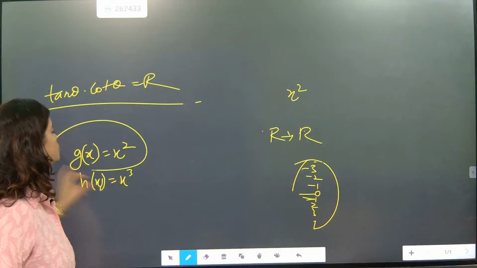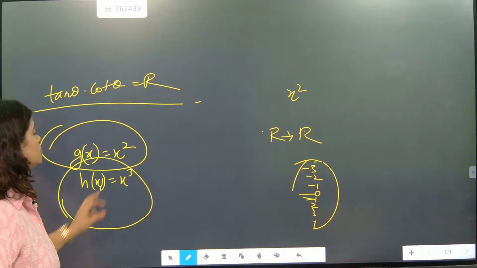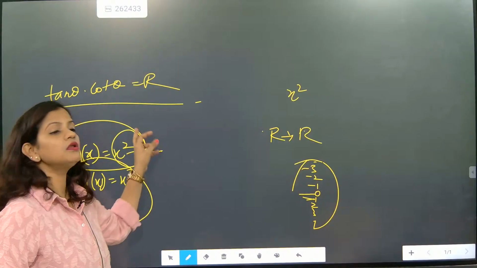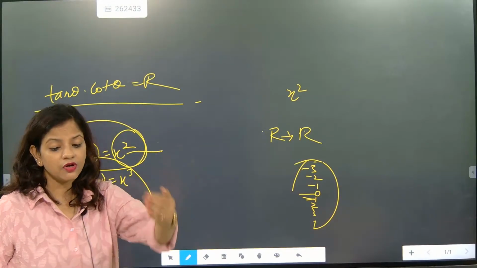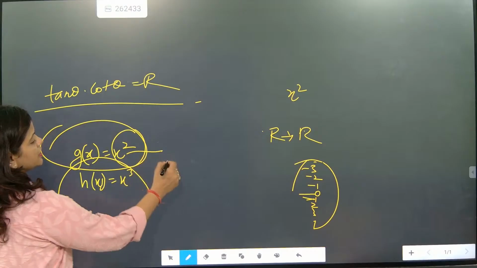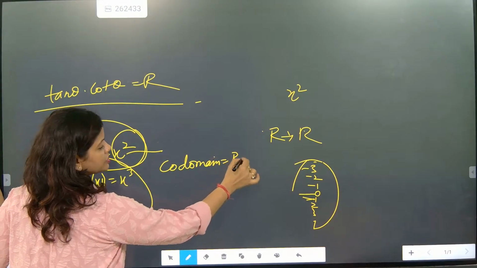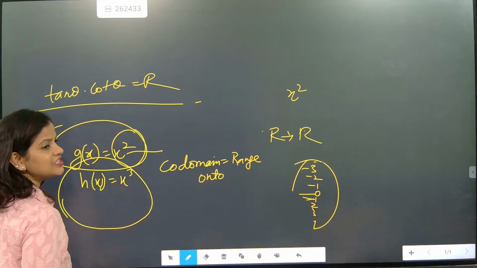So now look here, beta. When you are writing y is equal to f of x, whenever you are writing x square, x square means all will not be mapped. Understood? So here, understand two situations are there. When codomain is equal to range, this is onto. Understood? This is coming as onto.